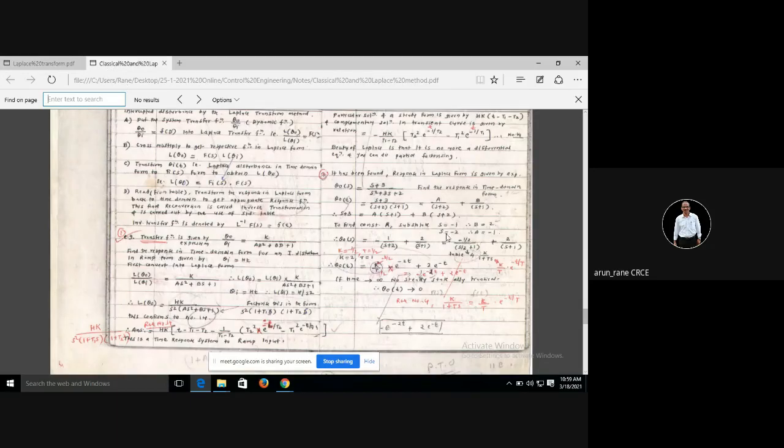Now you have various values, so that you substitute. Compare. So if you compare now here, this is 1 plus Ts. So what is the value of T? The value of T will be half, isn't it? And what is the value of K? Value of K will be minus half. That is this here, minus half, right?